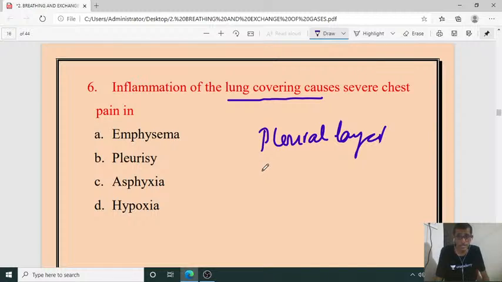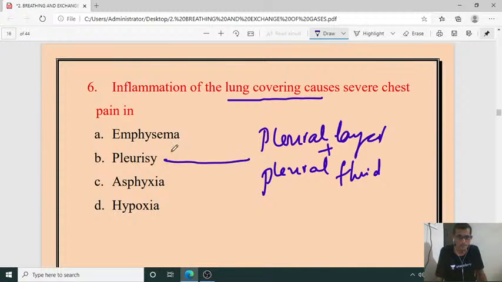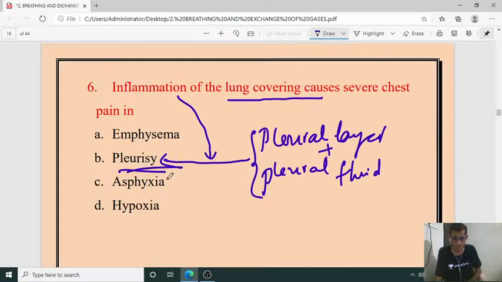So inflammation of that layer with the pleural fluid is called what? Pleurisy. Okay, pleural layer plus pleural fluid, inflammation or disease of this will lead to pleurisy. So these are problems related to our lungs' cover or the total envelope.